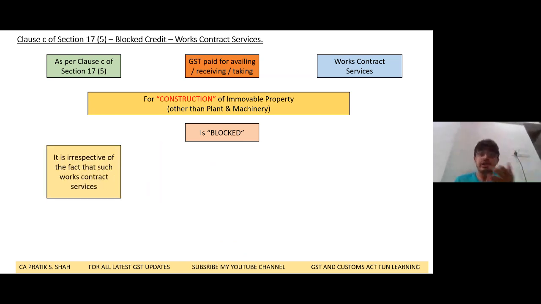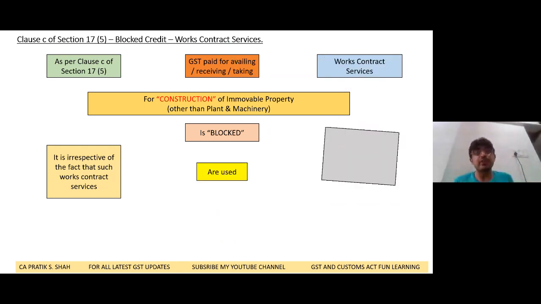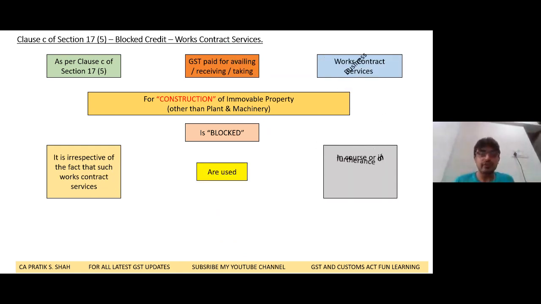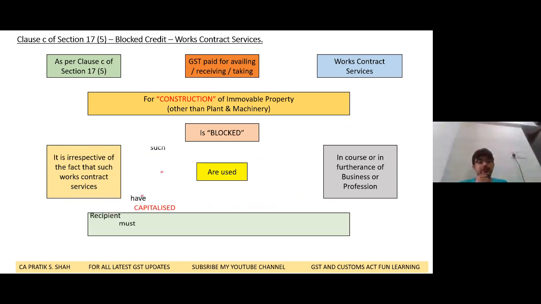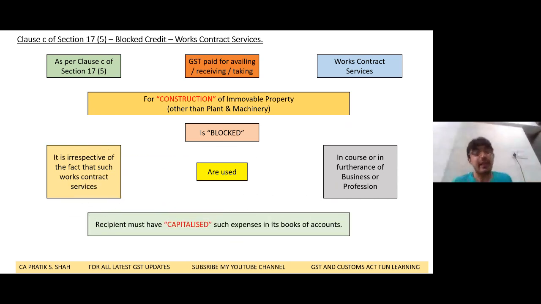वो भी नहीं मिलता. Irrespective of whether these works contract services are used in the course or furtherance of business, and even if the recipient has capitalized this expense in the books of account. So this is really nonsense. Like if I want to construct my office building, I'm a chartered accountant, cost accountant. So I want my office building. Where will I work? I cannot sit on the road. I need an office too. So I give you a contract to construct an office. Isn't it for my business? But whatever GST, I cannot avail it.